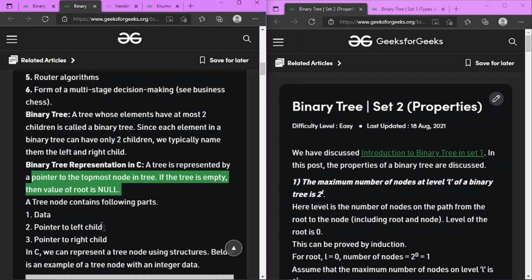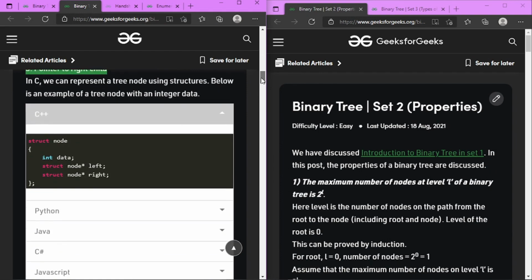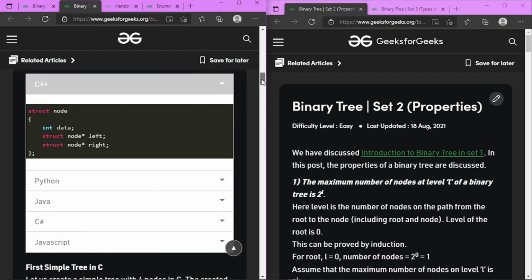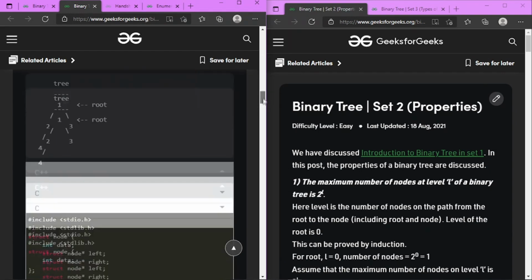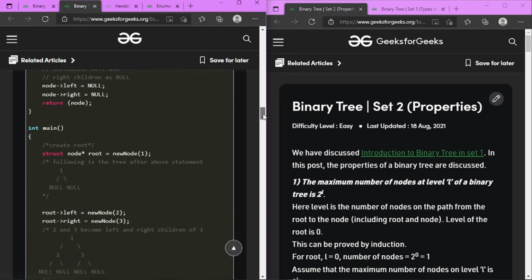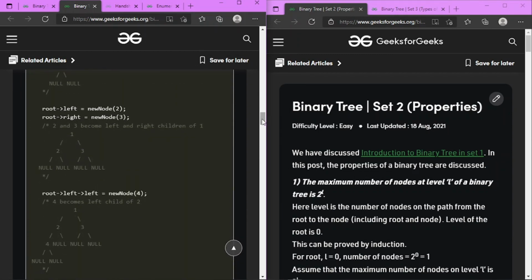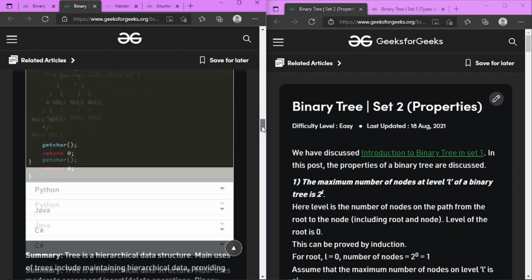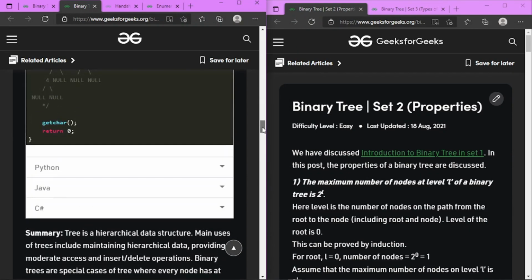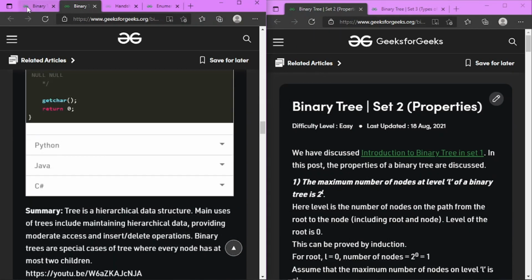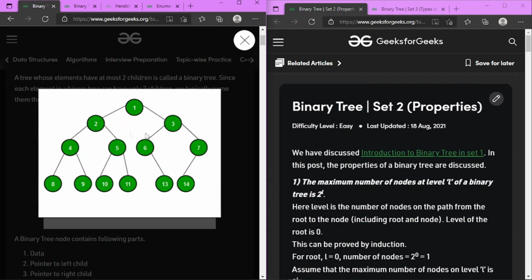It basically contains three parts: data, pointer to the left child, and pointer to the right child. You can see how we use struct in C to make the tree data structure possible. If you want, you can see this article; all the links will be in the description. Now coming to some of the properties, and before that, just see this. I will be using this diagram as a reference to help you understand.